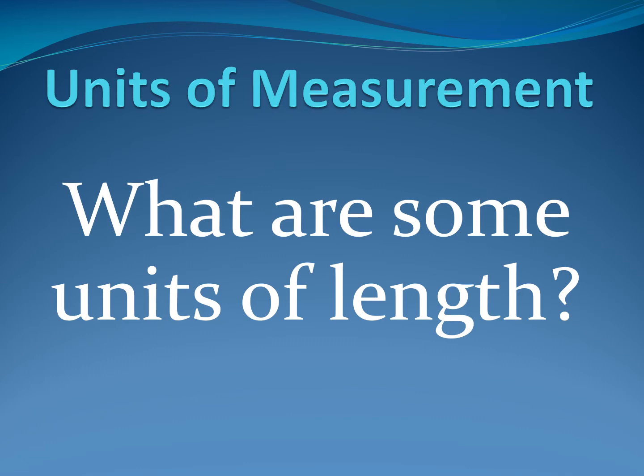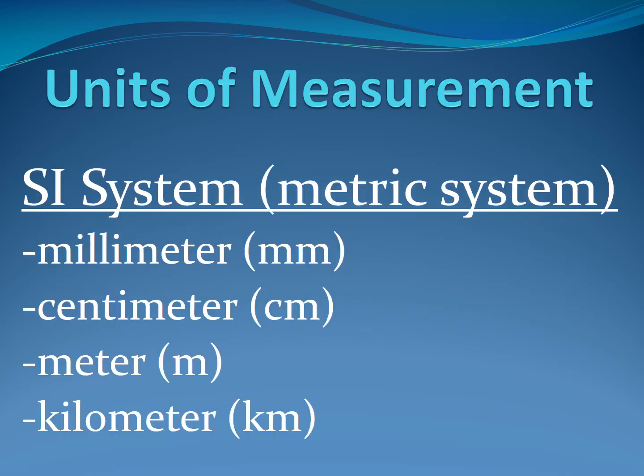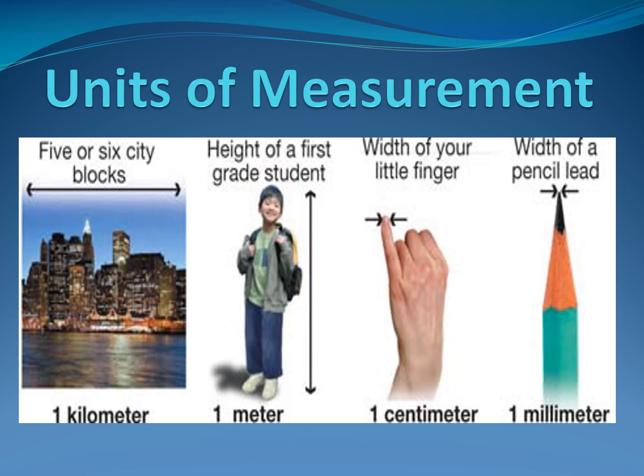So what are some units of length? We have this system called the SI system, or the metric system. And one of the smaller units of measurement is the millimeter, abbreviated mm, centimeter, cm, these are all lowercase, meter, m, and kilometer, km. So this is a visual of the units of measurement. So 1 kilometer is very large, as in the city. A meter is not that large. It's the height of a first grade student. A centimeter is very small, the width of a finger, and a millimeter is even smaller.